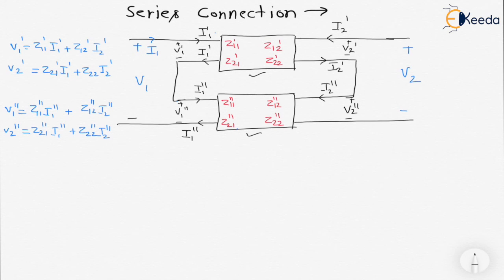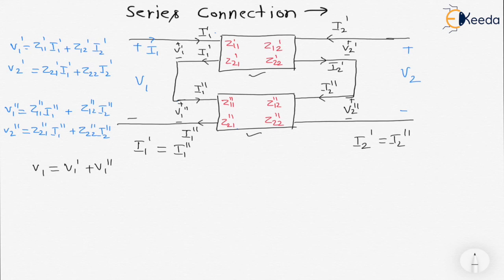So what is happening exactly? We are getting I1 dash is equal to I1 double dash, and here we are getting I2 dash is equal to I2 double dash, and we can write the total voltage equation by applying KVL in the first port. V1 will be equal to V1 dash plus V1 double dash.